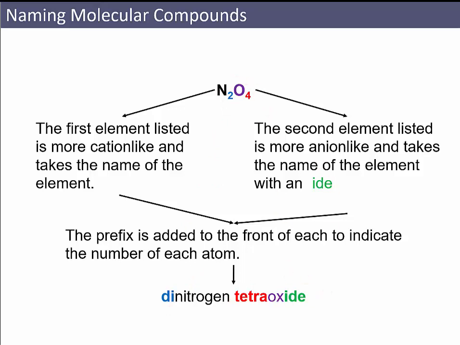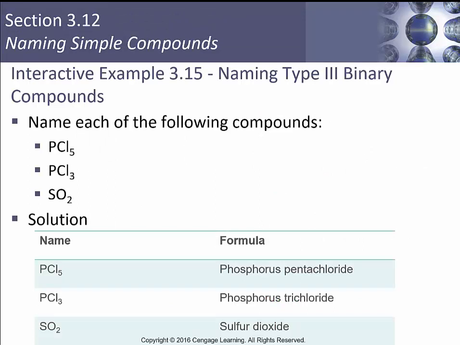Looking at some more examples, let's name each of these compounds. PCl5 is going to be phosphorus pentachloride. PCl3 is going to be phosphorus trichloride. SO2 is going to be sulfur dioxide. And you're all familiar with carbon monoxide and carbon dioxide. You've come across those at some point in your past.